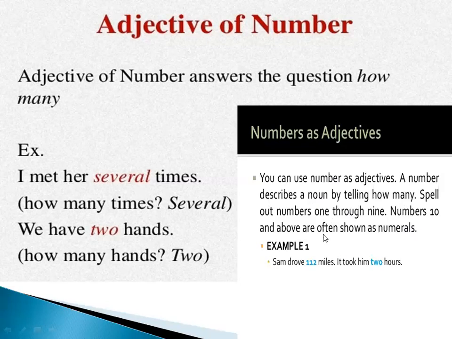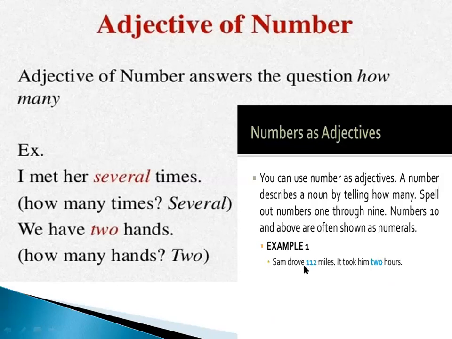Numbers 10 and above are often shown as numerals. After 10, or for numbers 10 and above, they are shown as numerals. Okay, numerals means they are written in numeral form. Example: Sam drove 112 miles. It took him 2 hours.